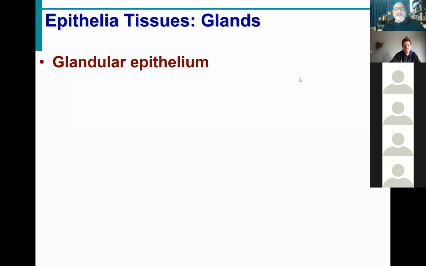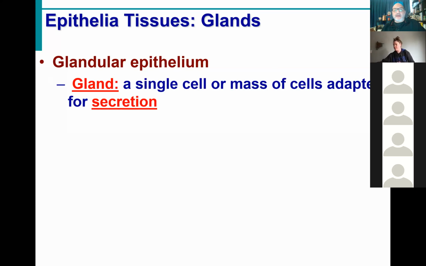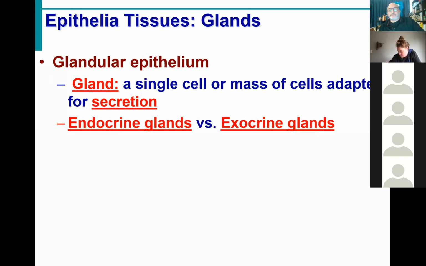So the last thing we need to talk about to finish up our discussion of epithelial tissues is to talk about the fact that epithelial tissues are used to make our glands. Now, when we talk about a gland, obviously we need to define what a gland is. A gland is either a single cell or a mass of cells that is adapted for secretion. In the body, we primarily have two types of glands, endocrine glands and exocrine glands.